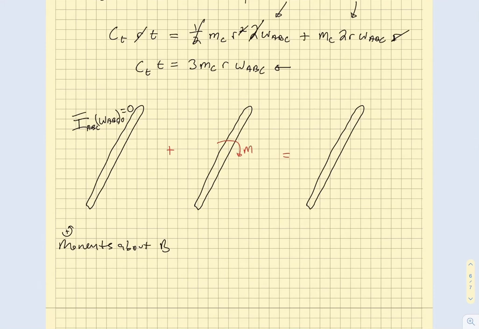And we'll go counterclockwise is positive. So before we do that, we need to think about what's going on here. We know in this particular case, since it's a fixed rotation about B, the I bar ABC omega ABC initial is equal to 0, right? Because it's at rest.